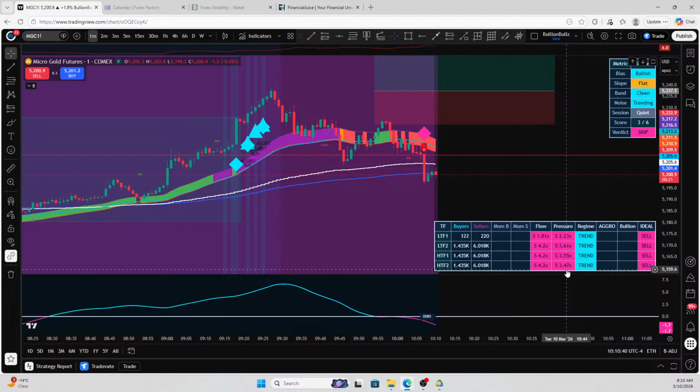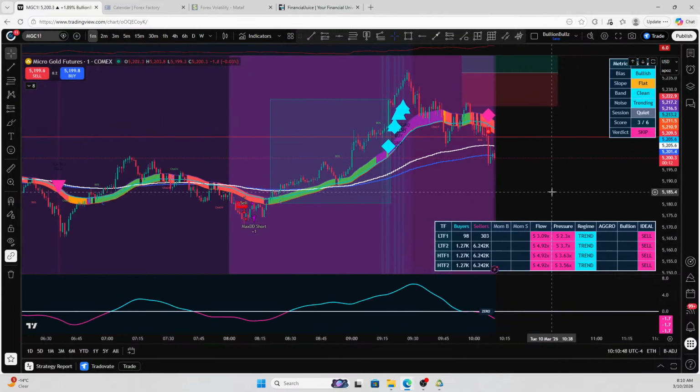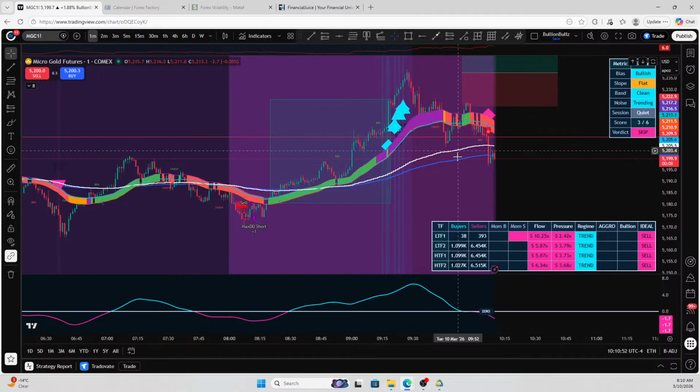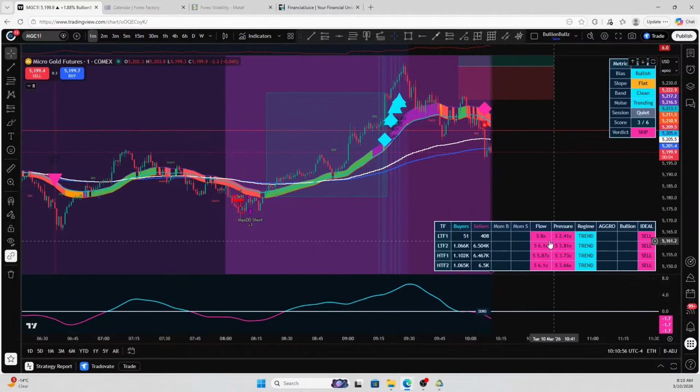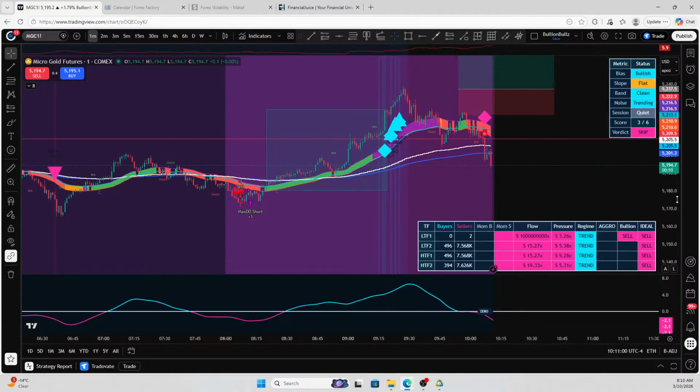Pressure is 3.55, 3.47. So right now it's counter trend, right? So this is something that price can just reverse. However, pressure is building up, which is telling us price wants to go down.